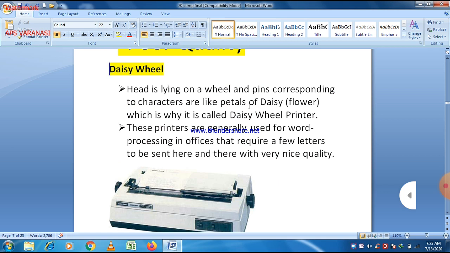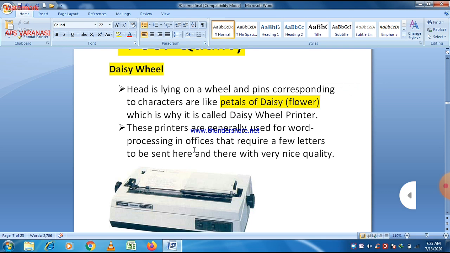Daisy wheel. This is the diagram of a daisy wheel printer. You can easily see that. There is an important point regarding the name: they are called daisy wheel because the head is lying on a wheel and pins corresponding to characters are like petals of a daisy, meaning flowers, which is why it is called the daisy wheel printer.